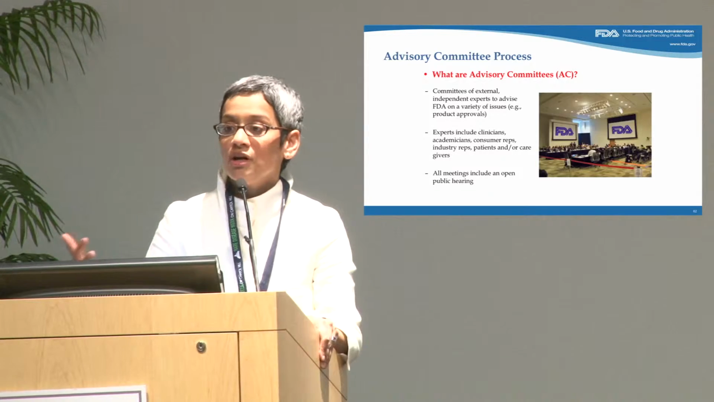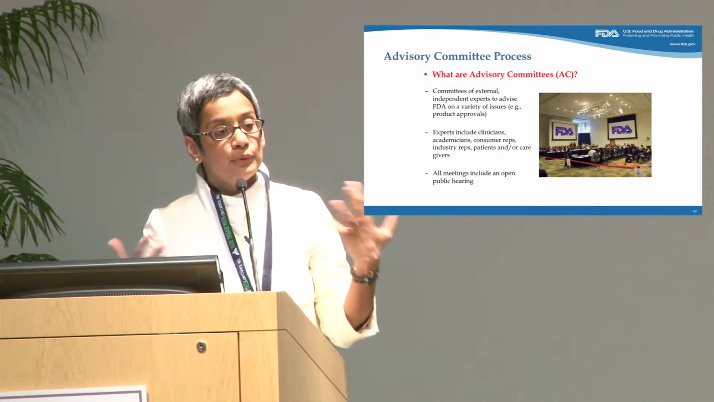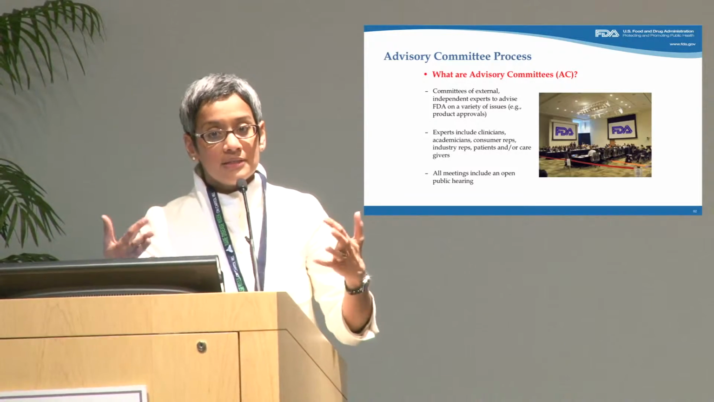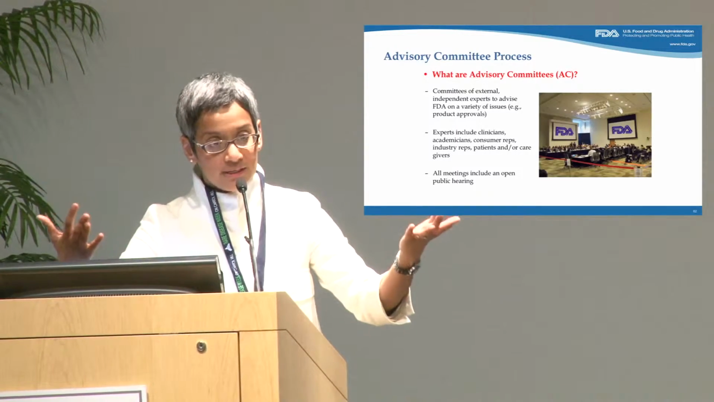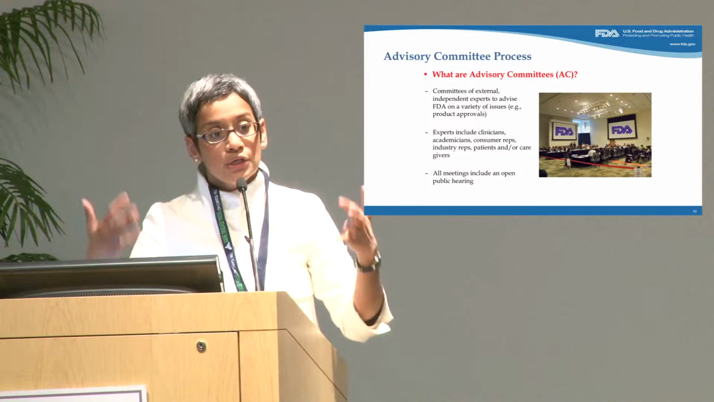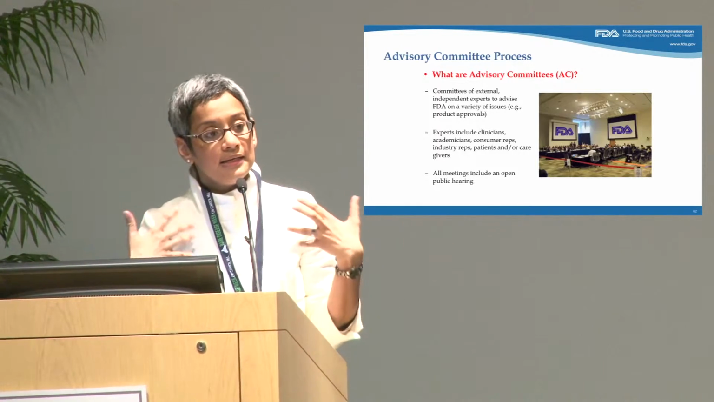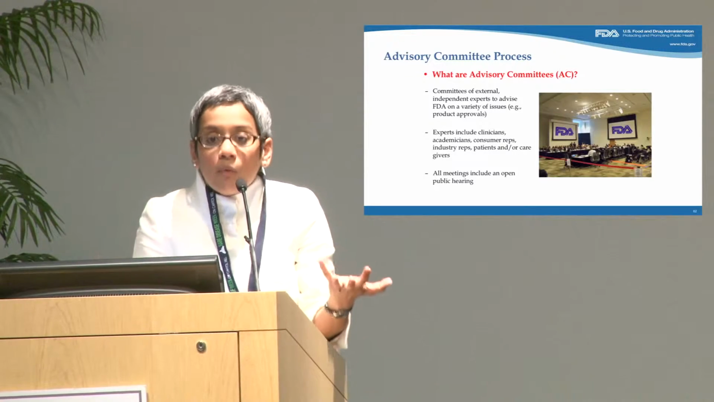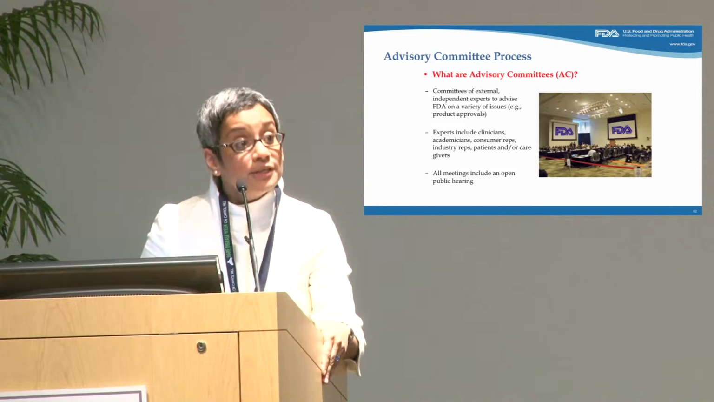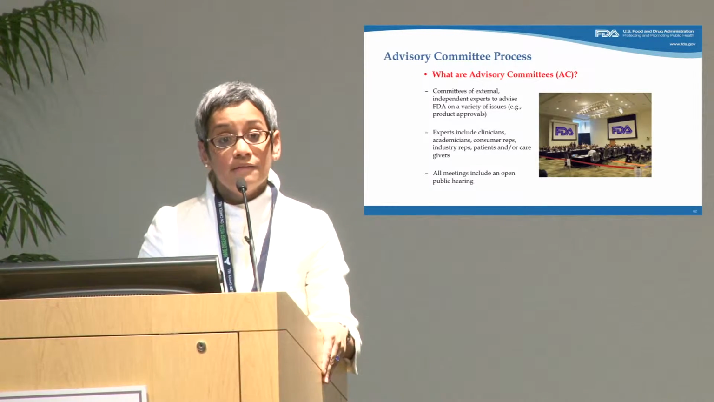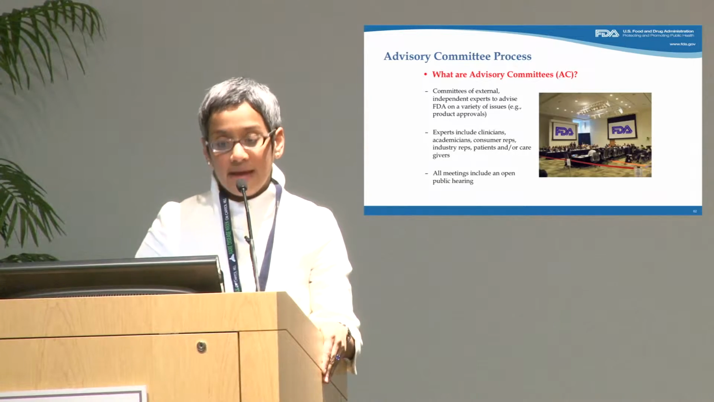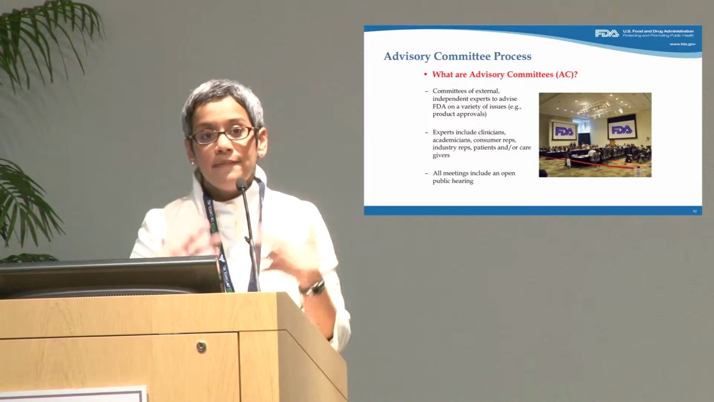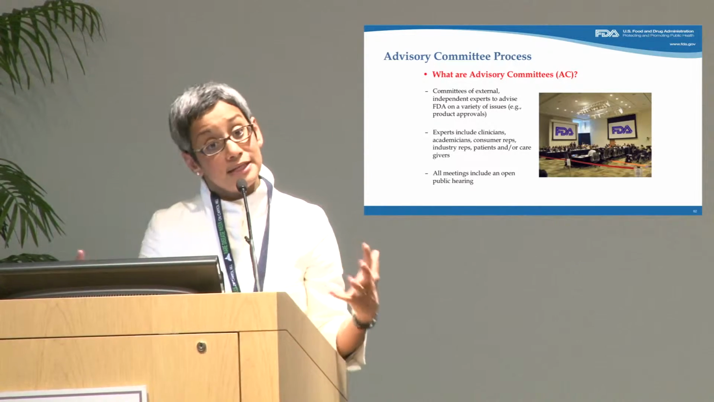So say there's a drug that the agency is deciding whether to approve or not to approve. In many cases, the agency will ask an advisory committee, their external experts, to review the data and give FDA their best opinion about how they view the data. Patient groups can actually have a representative on that committee. These meetings happen, and there's always an open public session.